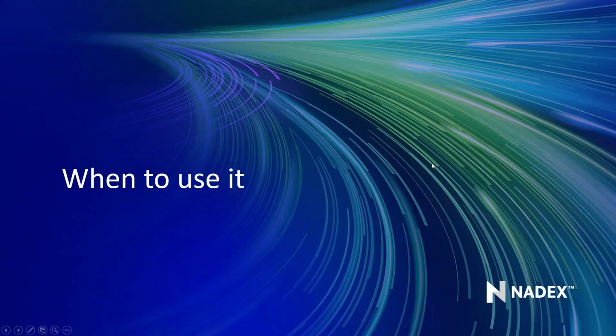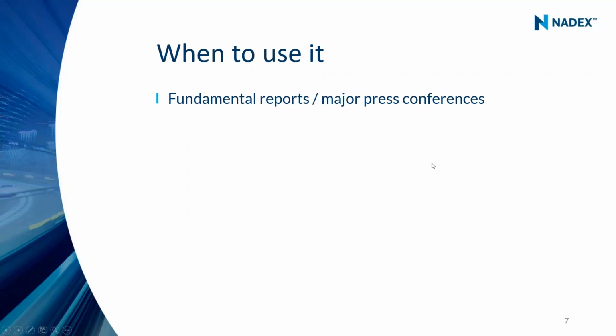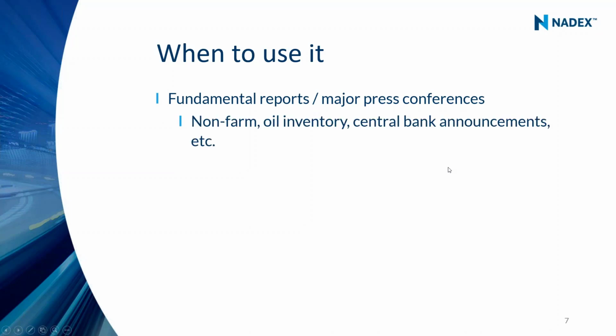So when are we going to use this? This is great around fundamental reports, major press conferences, things that are going to move the markets. So for example, next week, end of next week, and actually all of next week, we have a lot of month-end reports, right? We're going to have things like non-farm payroll. We have the weekly inventory, oil inventory. Earlier today, we had a natty gas announcement, central bank announcements, or just when they're giving a press conference. We're going to walk through one of those from earlier this week.